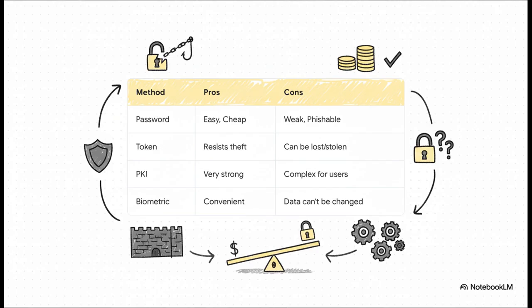Just look at passwords. They're super easy and cheap to implement, right? But they're also notoriously weak and easy to phish. Then you jump to the other end of the spectrum with something like public key infrastructure, or PKI, which uses a secure pair of digital keys instead of a password. It is incredibly strong, but it can be a whole lot more complex for the average person to set up. See? Every method has its pros and cons.